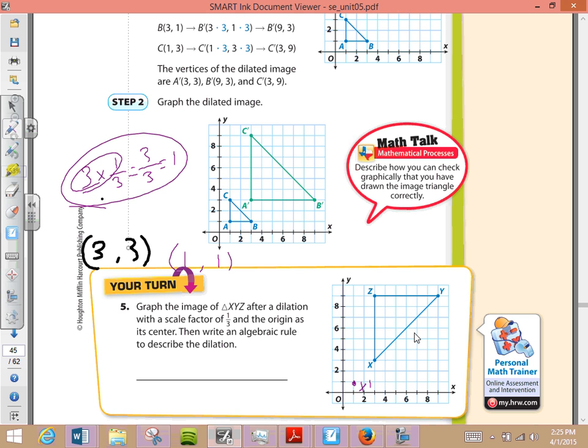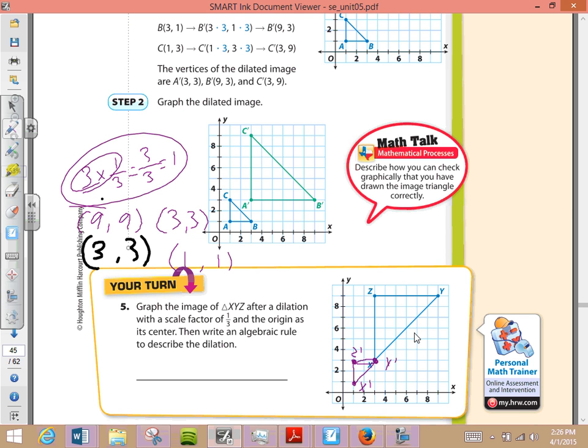And then y prime is 9 and 9, right? So it'll be 3 and 3 because you multiply 9 times 1/3. That's 9/3, which gives me 3. So it'll be 3 and 3 right here. And z prime is 3 and 9, which will give me 1 and 3. And now you have the new shape.